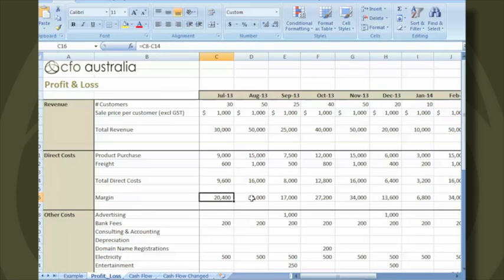I appreciate there may be FX risk and some other issues around freight and shipping. This is a fairly straightforward template, just to give you a general idea. You may need to tweak it to deal with some of those issues in your particular business.